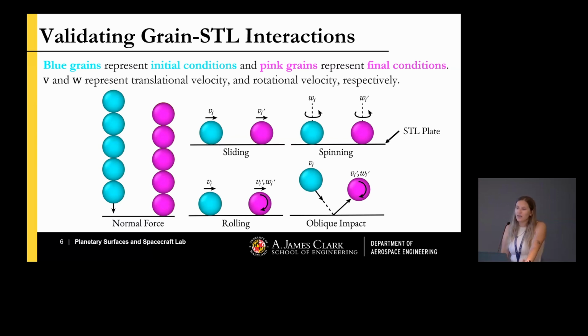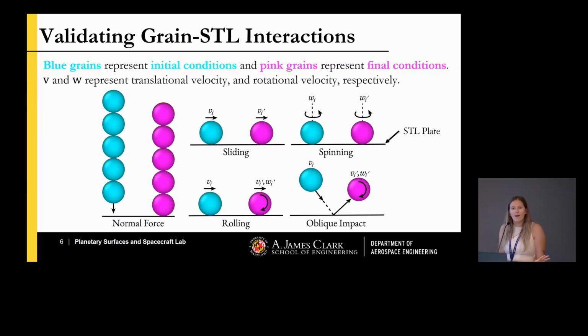So all of these interactions behaved very well, and we got perfect validation, which was awesome, except for the spinning interaction. What happened was I would spin a particle and it would just never stop spinning, which was crazy. After digging into the LIGGGHTS source code and figuring out what was going on, I realized that the addition of the normal force component for damping when you're rotating a particle is not accounted for between STL files and grains. However, it is accounted for between grain-grain interactions.